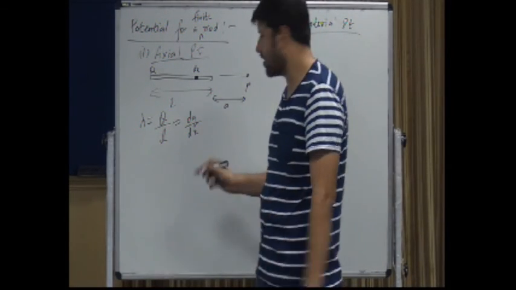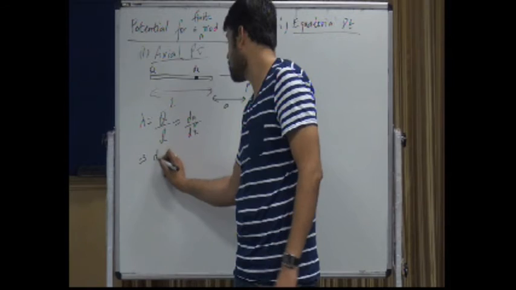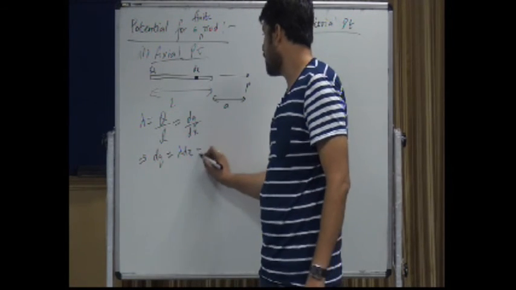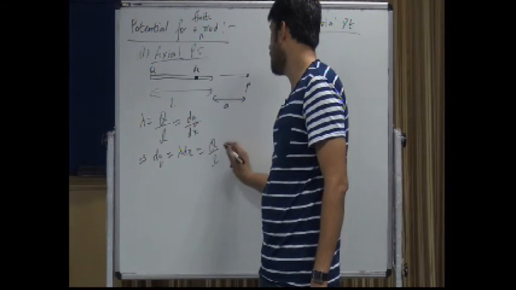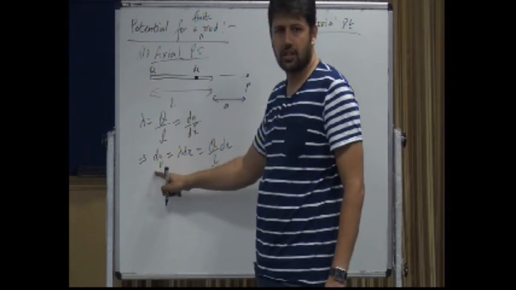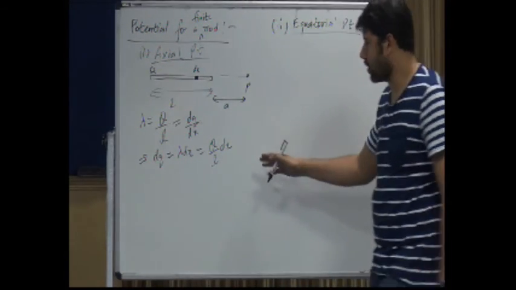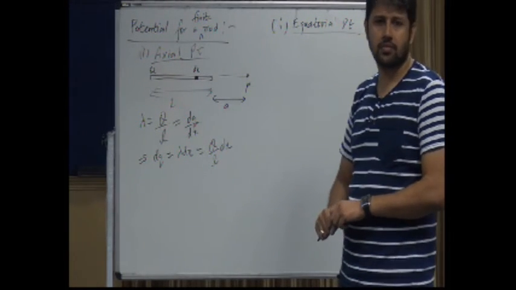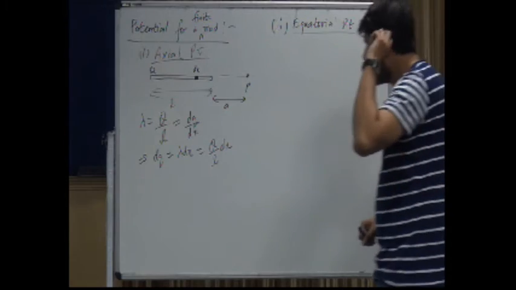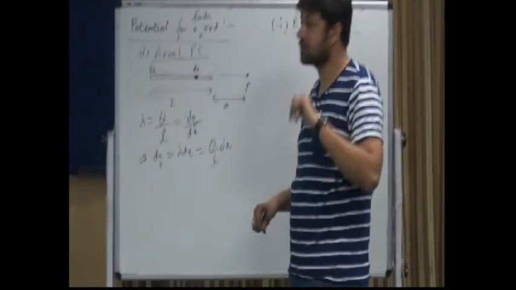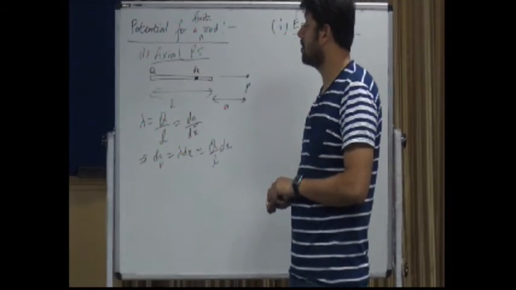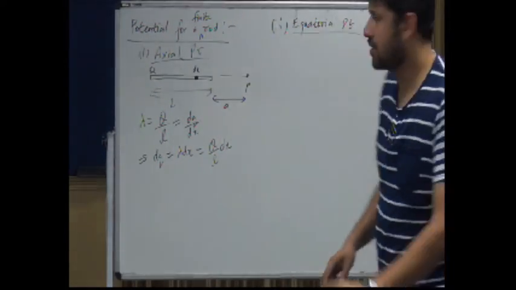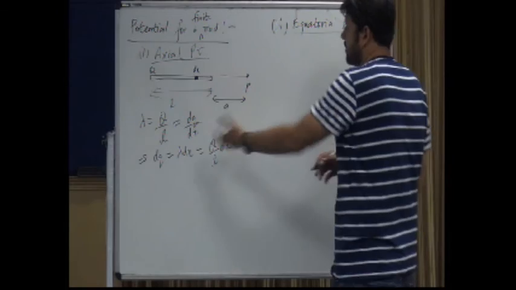We studied this earlier when we were doing the chapter, in the starting questions. So this would be lambda dx, or Q by L into dx. So the small charge dq is Q by L into dx. For the small charge, the value is Q by L into dx.